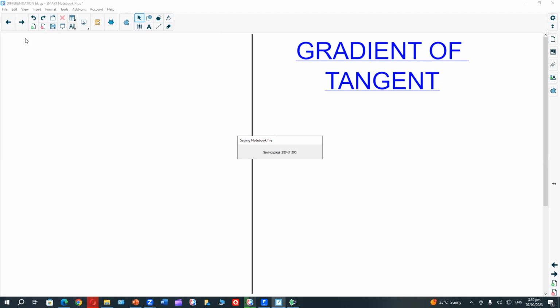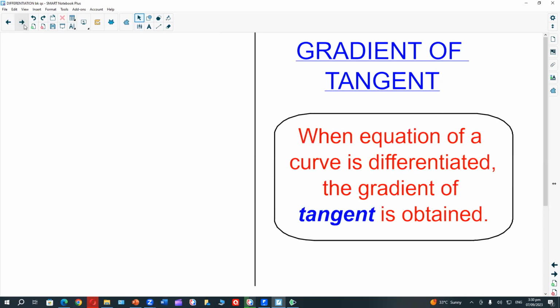What is a tangent? A tangent is a line that touches the outside of the circle. It touches a curve, but it does not enter the curve. It does not cut the curve. Now, when the equation of a curve is differentiated, the gradient of the tangent is obtained.